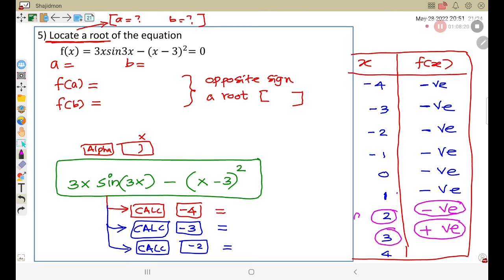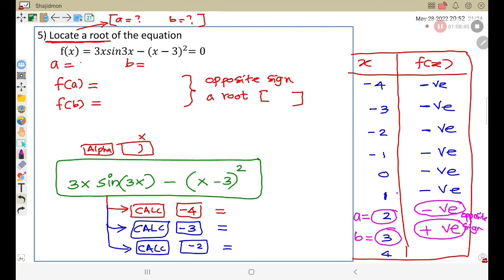That means our a number is 2 and our b number is 3. Once you get opposite signs, there is no need to continue, because we need only one interval for finding a solution of the equation. So a is 2 and b is 3, because f of a and f of b have opposite signs, correct? So I am writing the answer now.